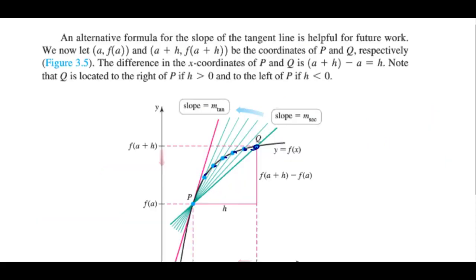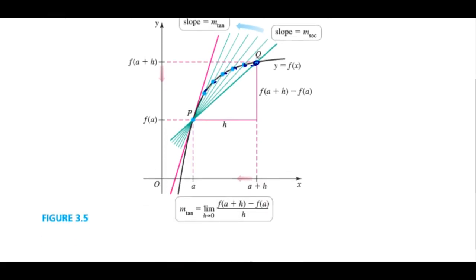The answer is on the slide that I kind of skipped past, but you can see if I define this point as a comma f at a, and let this distance be delta x, which we're going to be simplifying as just being a change. It means the change in x. So if this was a 5 and this was a 7, delta x would be 2. We'll just let that be h just to simplify the formula a little bit more.